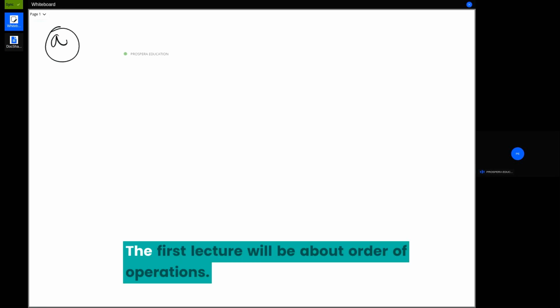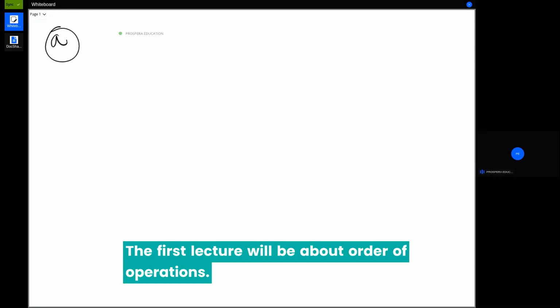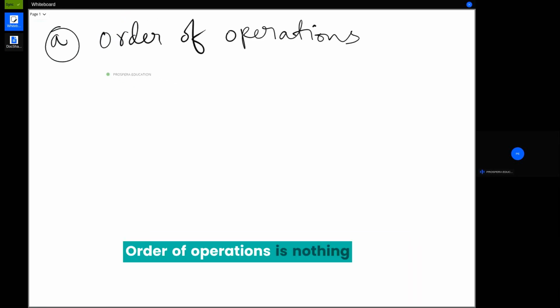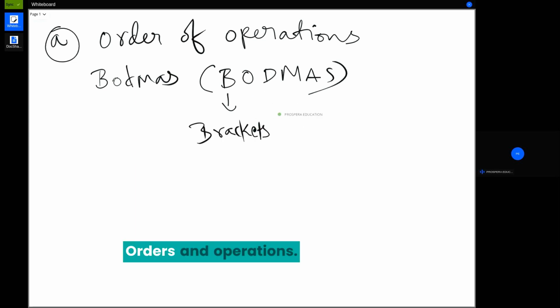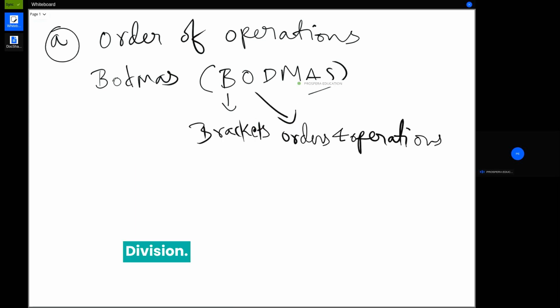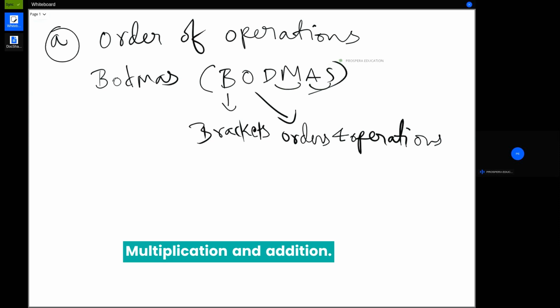I'm going to tell you what I'm teaching in arithmetic right now. In arithmetic, the first lecture will be about order of operations. Order of operations is nothing but the BODMAS technique that you must have studied in your school, which means bracket, orders, division, multiplication, addition, subtraction.